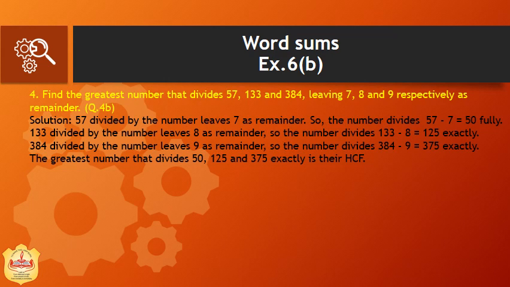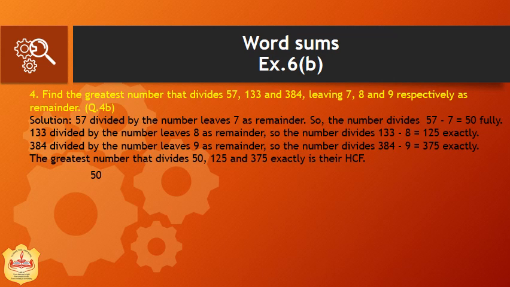So now children, what do we have to do? We have to find out the greatest number that divides 50, 125 and 375 exactly. And that greatest number is their HCF or highest common factor. So let us find out the highest common factor.